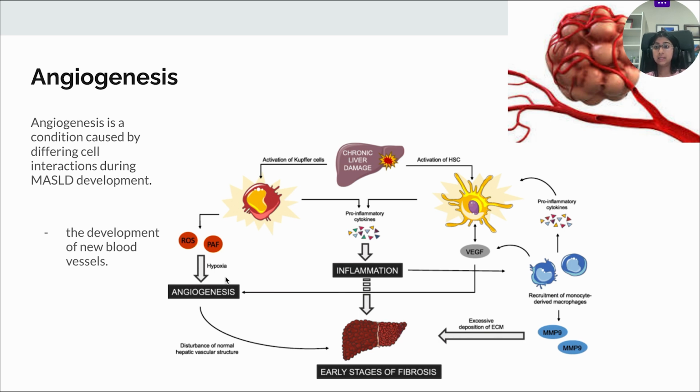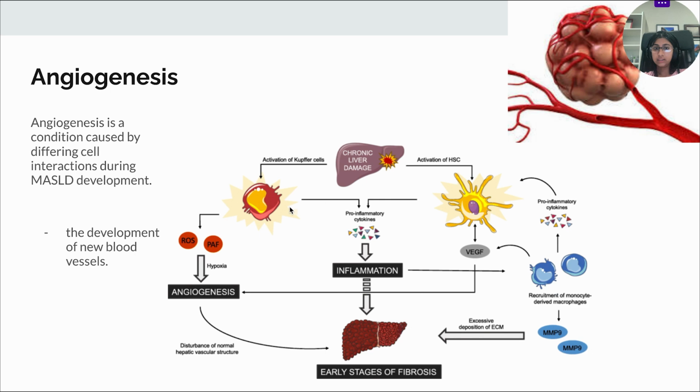Hypoxia or hypoxemia is when blood does not have enough oxygen in it. And when this hypoxia is happening, the liver is not getting enough oxygenated blood. In order to solve this, angiogenesis occurs because it wants to create new blood vessels in the liver so that oxygenated blood can flow to the liver. However, the consequence of this is that normal hepatic vascular structure, or the normal structure of the veins in the liver, as we saw earlier, will get disturbed. And what this does is it actually causes fibrosis and liver scarring, which can be very bad for the liver.